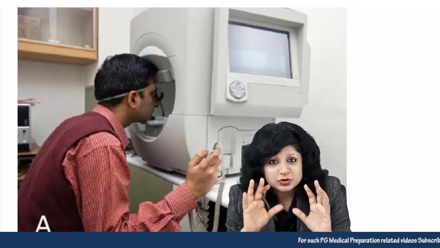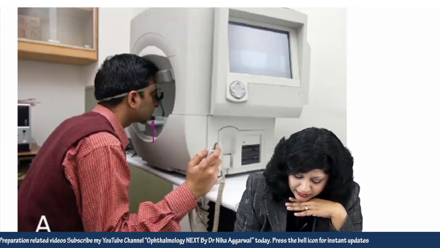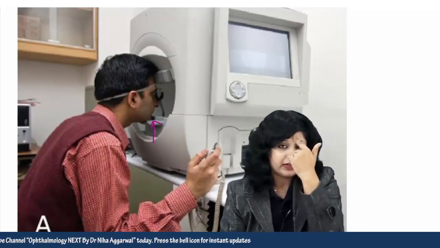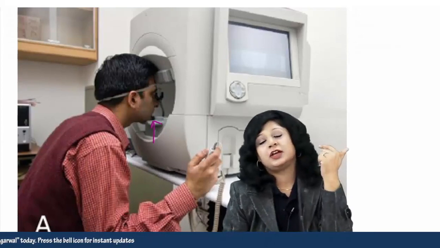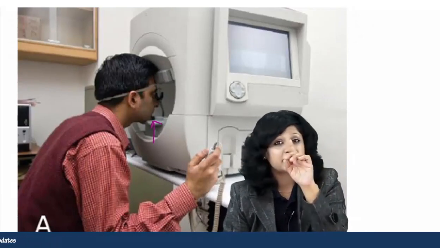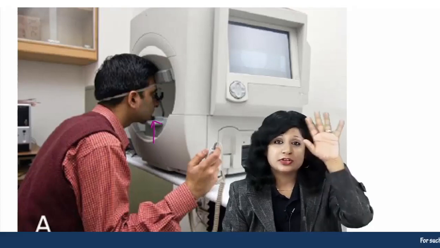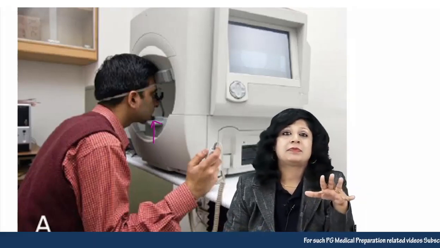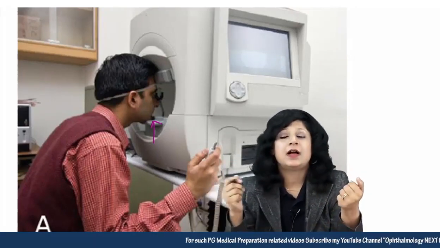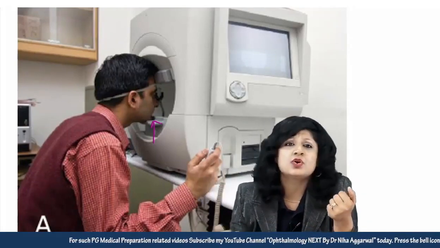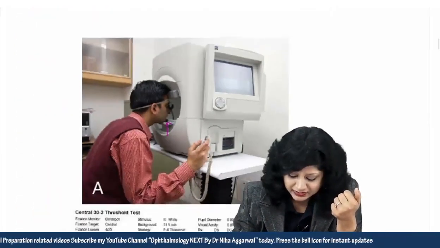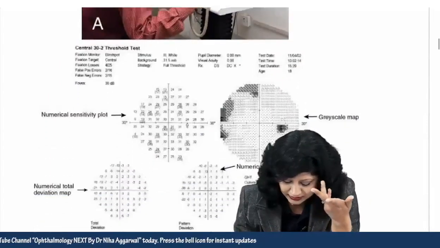How will you ask the patient to sit? He has to be seated, he has to keep his chin in this, can you see this bowl kind of a thing? And the forehead along the headrest should be there. He has to constantly watch the point of fixation, and the lights should be dim, and he has to press that buzzer. How are you going to get the plot? So all these basic things you are being asked, apart from the image to identify.